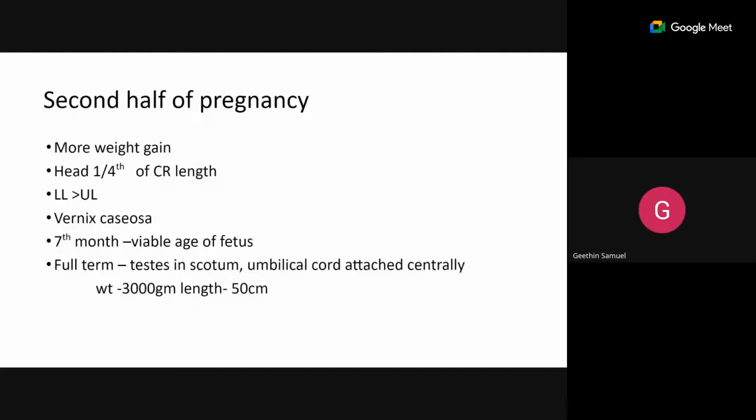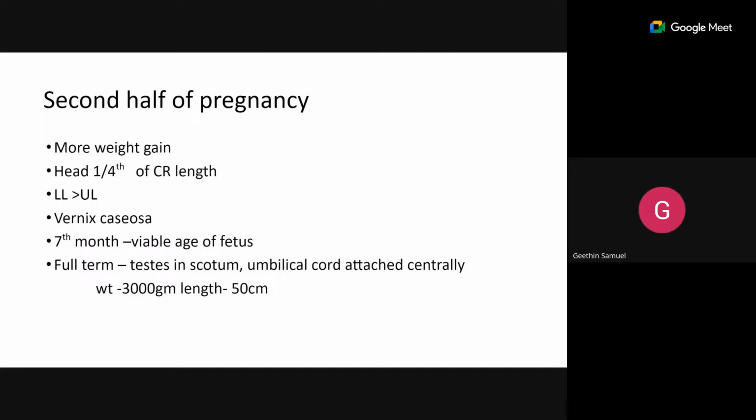What is vernix caseosa? It is a sticky, greasy substance that is seen over the fetus. That is due to the secretion of the sebaceous gland and the shed epithelium. The 7th month of the fetus is called the viable age of the fetus, because during the 7th month the lung alveoli have started developing. So it may survive if it is born after the 7th month.